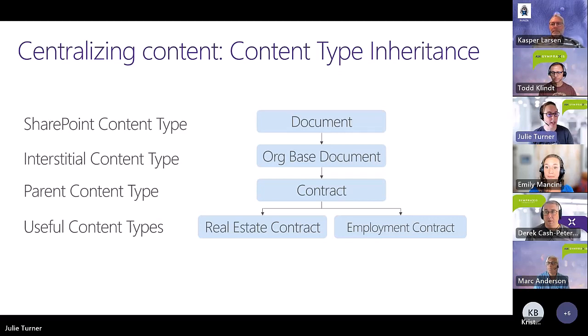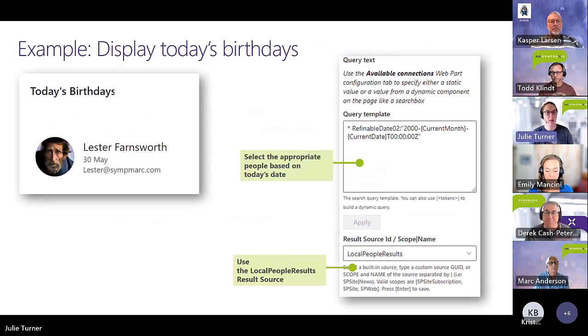Okay, cool. That is great information to get started on for sure. Here's an example, something I actually did for a couple of clients where they wanted to show the people in the organization who had birthdays today. Derek, I know you've built this for at least one client as well. We can do this with PnP Modern Search, but again, we have to have that information architecture set up ahead of time. So we're using, in this case, RefinableDate02.